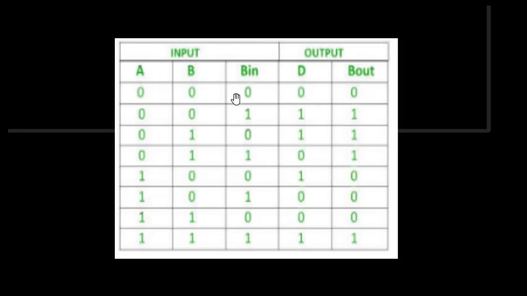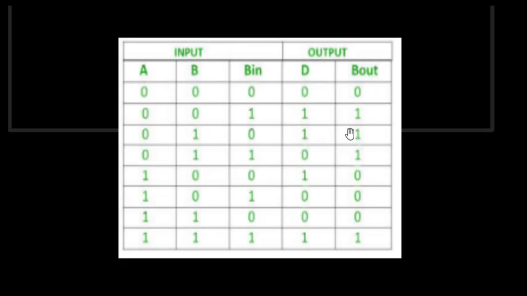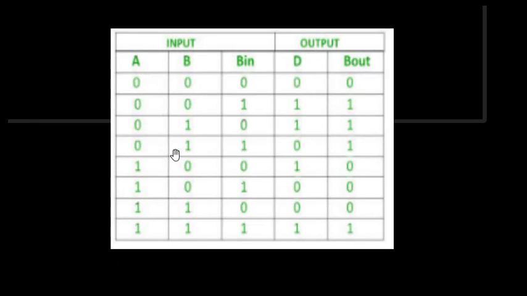0 minus 0 minus 0, so these are the two outputs, 0 0. Then 0 minus 0 minus 1, 1 is difference, 1 is borrow. Then again 0 minus 1, 1 is difference, 1 is borrow. So 0 minus 1 minus 0, we get 1 1. Then 0 minus 1 minus 1, 1 is difference and 1 is borrow. Then 1 minus 1 minus 1, whatever we get, the difference becomes 0, and borrow out becomes 1.